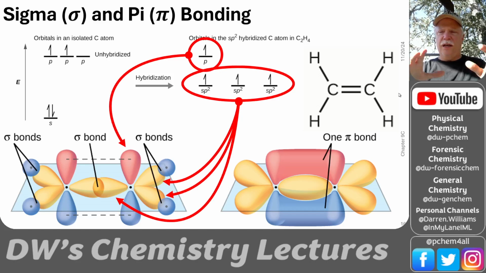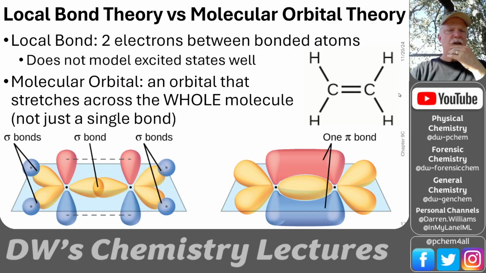So what about this idea of this pi bond? If you look at it, it's allowing those electrons to spread over most of the whole molecule. And so that pi bond is really more like a molecular orbital than a local bond type situation. Local bond theory says there's two electrons between each bonded atom. And also it doesn't model excited states well, really. It can model the pi star bond, but it can't model these sigma interactions when they're excited.